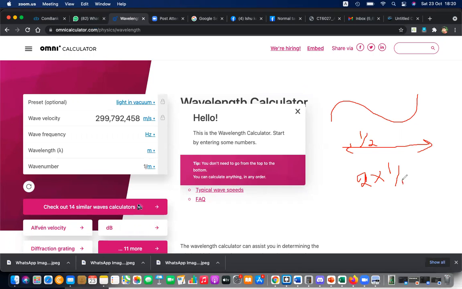So you'll get 1 meter per second as the answer. That is the speed of this wave, 1 meter per second.